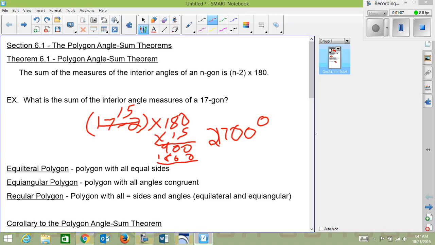So that works for any number of sides. The n minus 2 is basically how many triangles that figure would make if you cut it apart diagonally. It always makes 2 less triangles than the figure has sides.